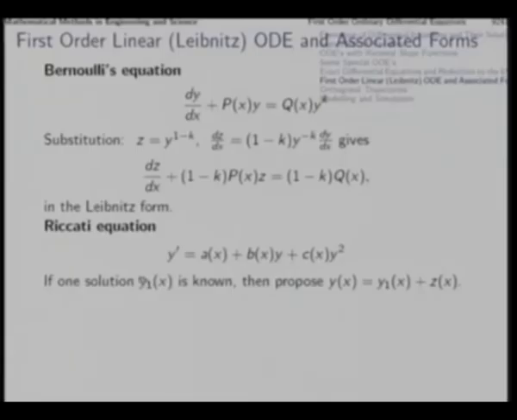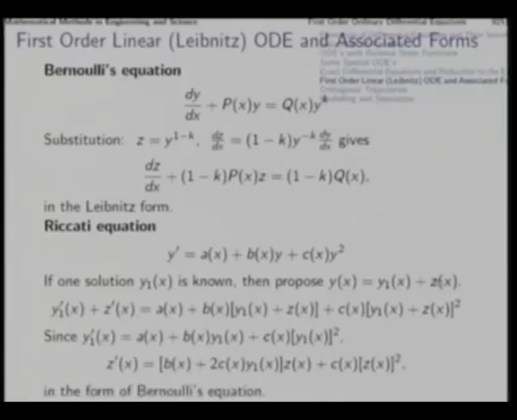However, if from somewhere you get one solution y1, then getting the general solution is easy. Let us call the general solution that known solution plus something which is unknown, and substitute this here. As we substitute y as this entire thing, on this side we get y1 prime plus z prime. Here this is ax simply, bx into y1 plus z, cx into y1 plus z whole square. As we simplify this, we already know that y1 satisfies this, so y1 prime is already known to be this.